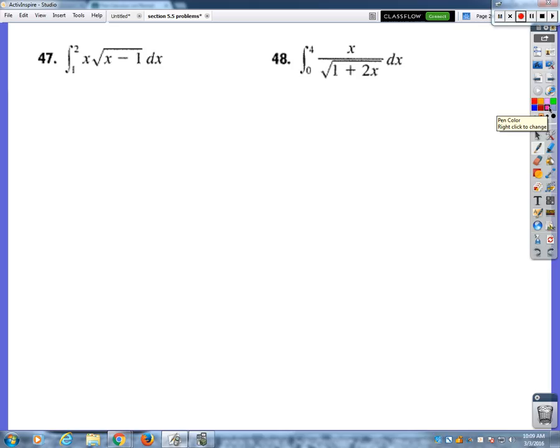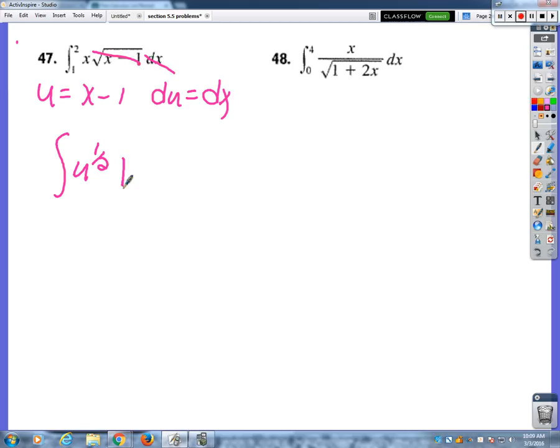All right, 47, u equals? Okay, so du equals, love it. So let's make some substitutions. So that's going to be the square root of u. So this is gone, and then the dx becomes a du, so that's gone. But then, uh-oh, we still have an x in there.